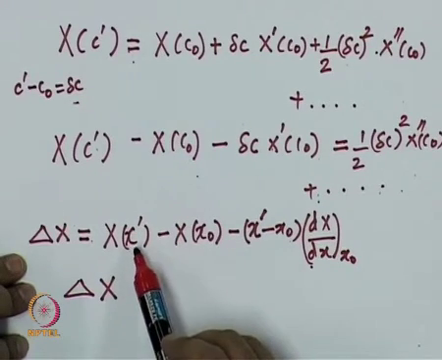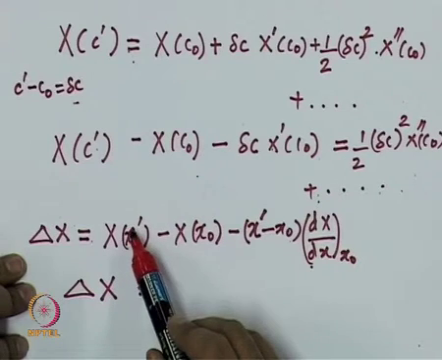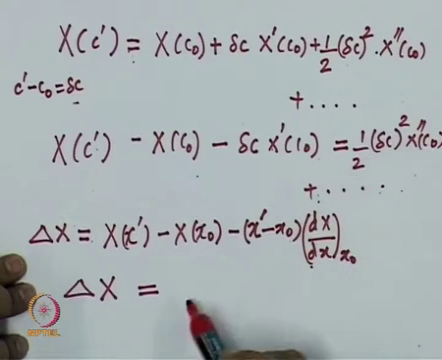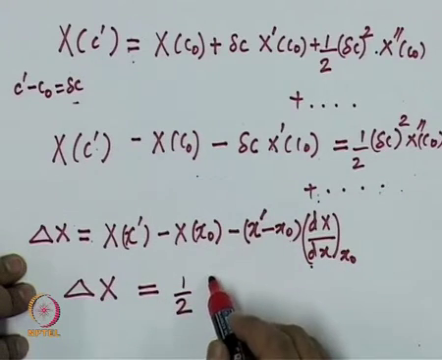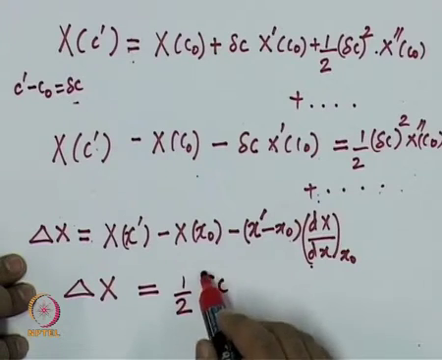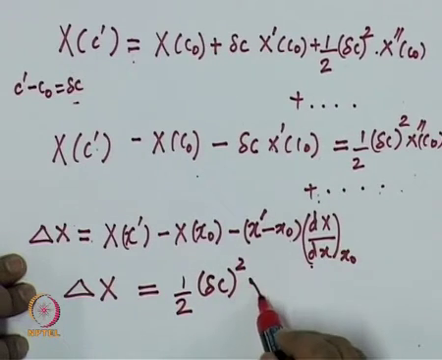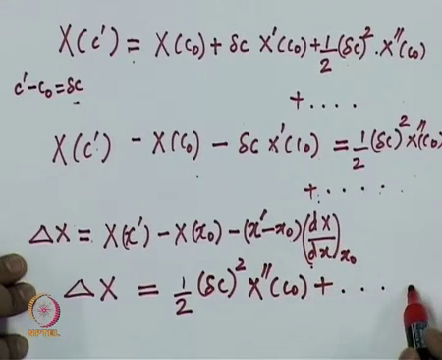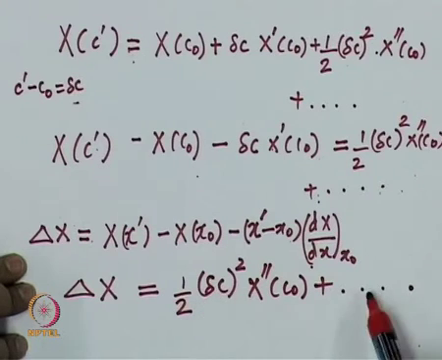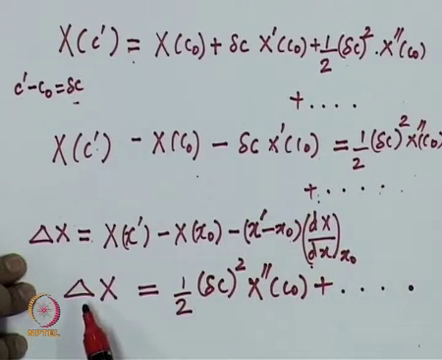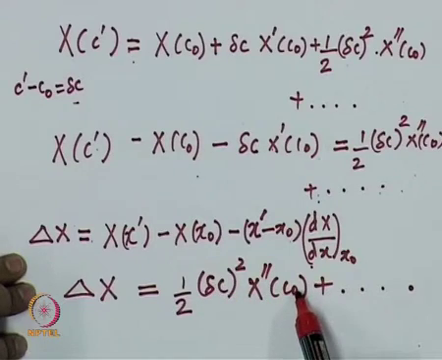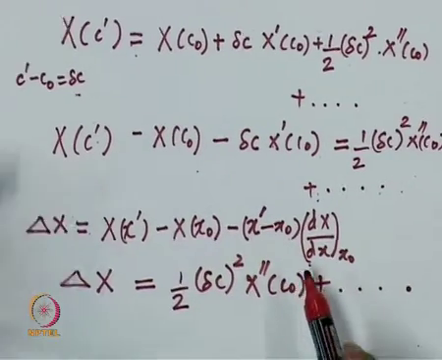associated with producing some quantity with composition x prime from a solution of composition x naught is nothing but half del C squared x double prime C plus higher order terms. Now, if this del C is very small, the higher order terms can be neglected. You can see that to first approximation, the change in property is nothing but half del C squared x double prime C naught. Well, what does that mean?